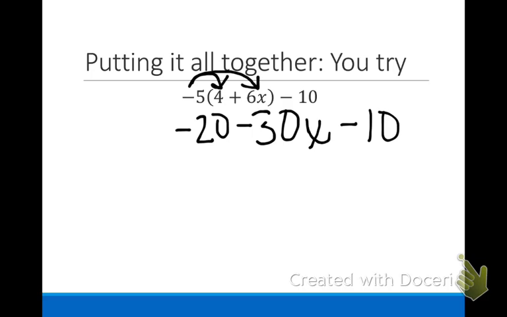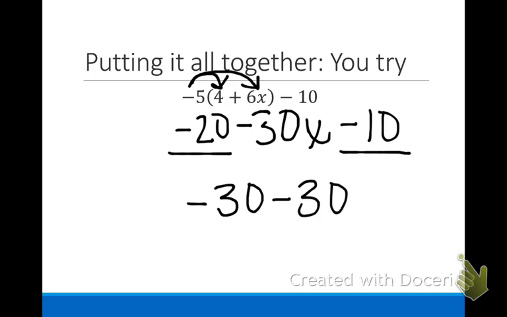So then my last step would be to combine any like terms that I have. I see I have a negative 20 and a negative 10. So when I combine those, I get negative 30 minus 30x.